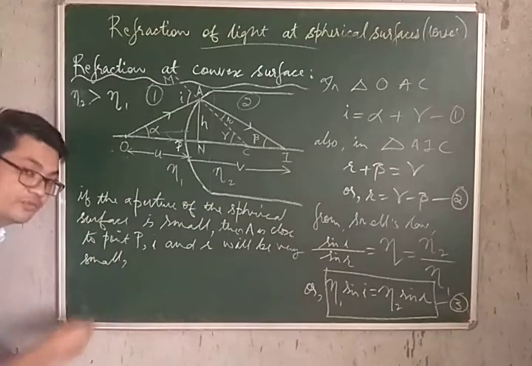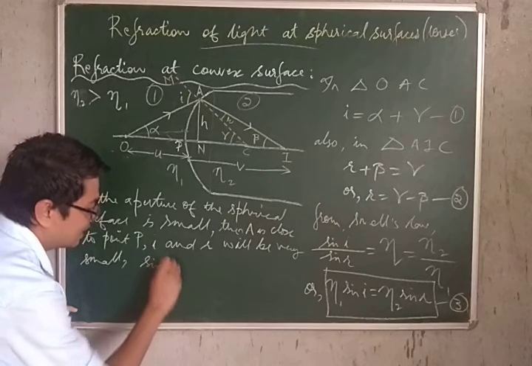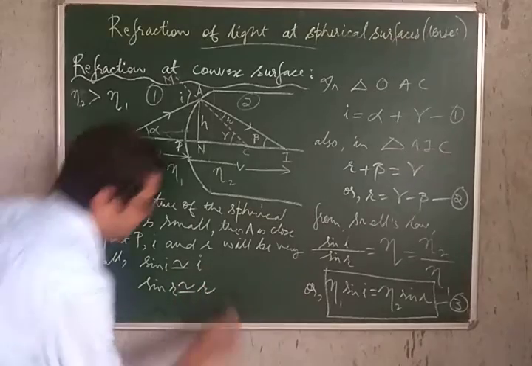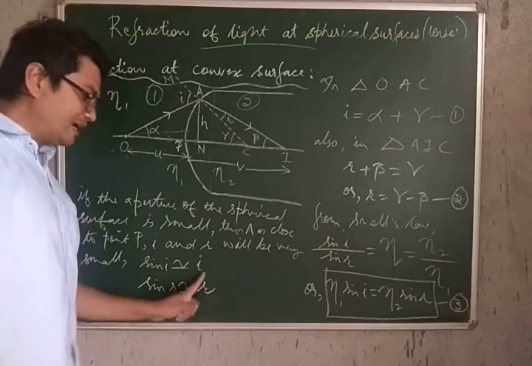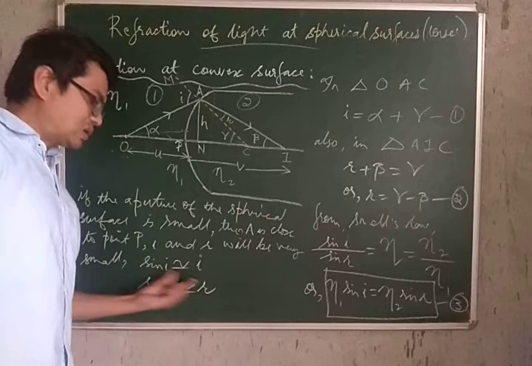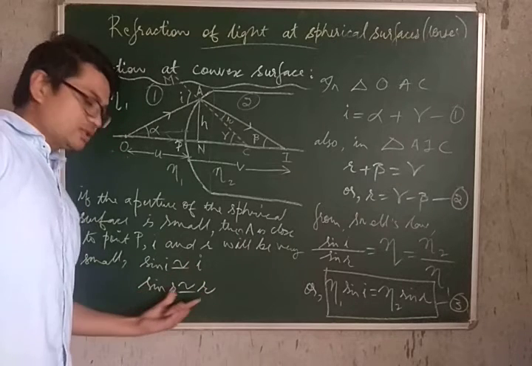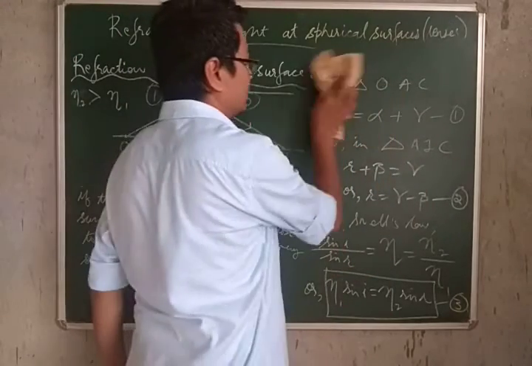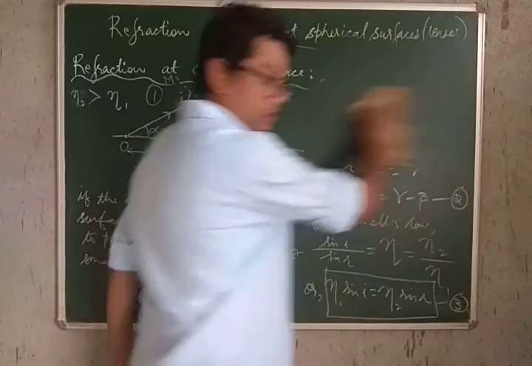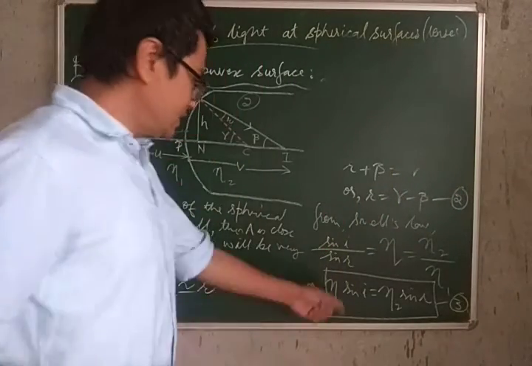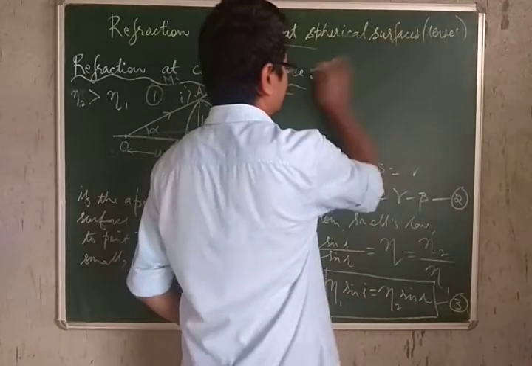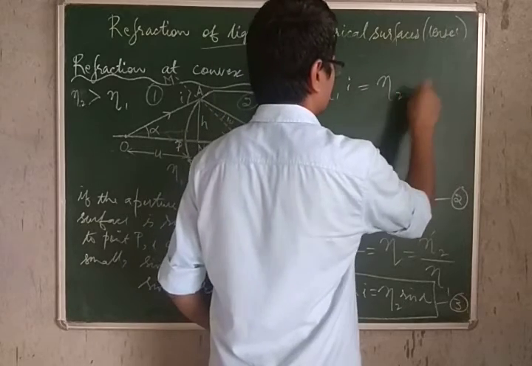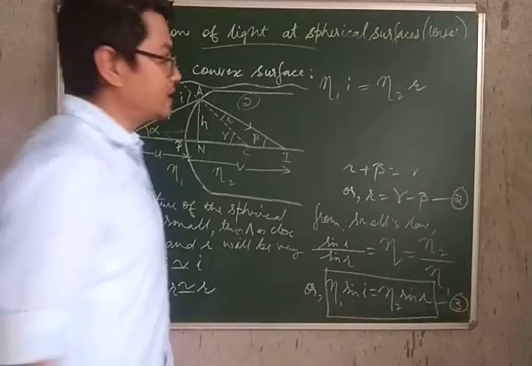So if I and R are very small, instead of sin I we can write I, and instead of sin R we can write R. If the angles are very small, then sin I is almost equal to I and sin R is almost equal to R. Remember that. So continuing, I believe you are all in class 12. Relation 3 becomes eta 1 I is equal to eta 2 R. This is what we can write.